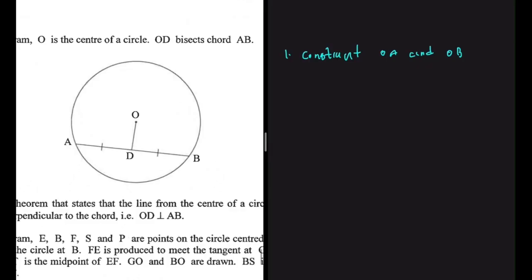We need to prove that a line from the center that bisects the chord is perpendicular to the chord. We're going to do that in 3 easy steps. Step number 1 is to make some construction. Let's go ahead and construct OA and OB. Let me show you what I'm talking about. So we are going to join OA here, and then we're also going to join OB.